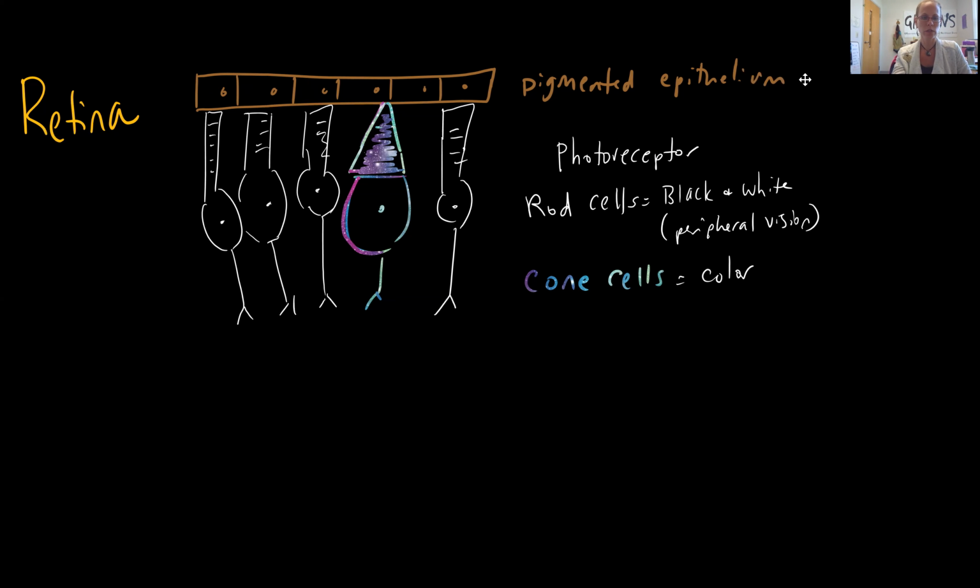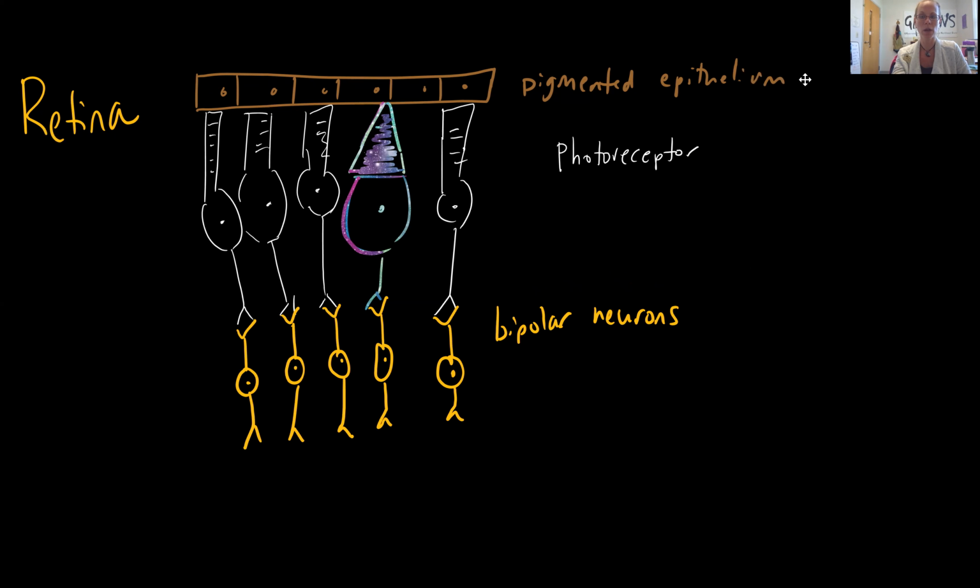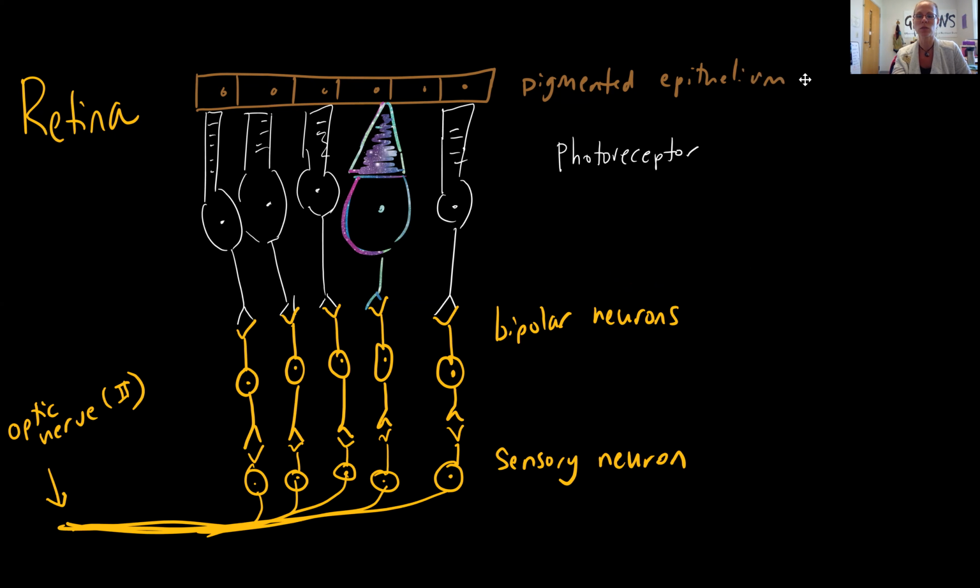The photoreceptor cells synapse onto a neuron called a bipolar neuron, named in part because of the shape of the cells here. And those bipolar neurons are synapsing onto your sensory neurons, which can also be called your ganglion neurons. These neurons are going to be forming the optic nerve, which we've already said is cranial nerve number 2. So remember I said the retina is very thin.